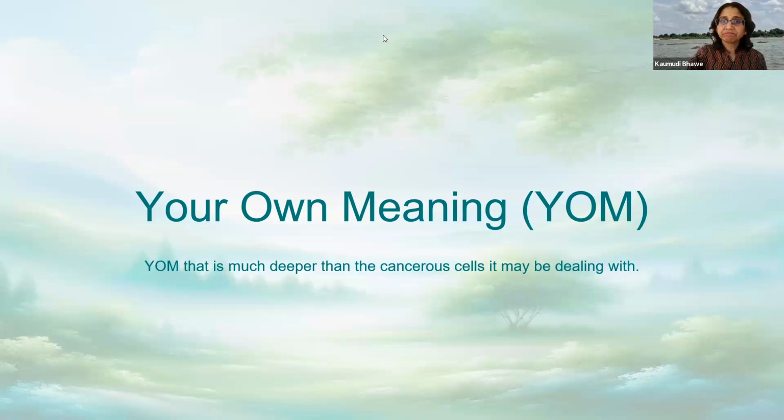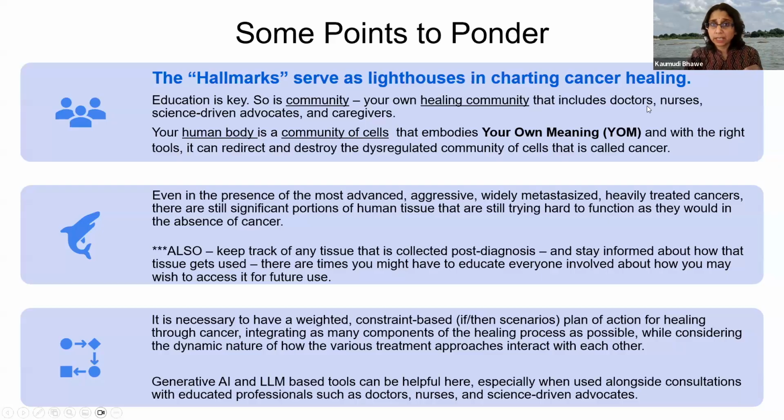Some points to ponder. So the hallmarks serve as lighthouses in charting any cancer healing. Education is key. Your community, your healing community will include doctors, nurses, science-driven advocates who can help this process, be your partner and help in this. And caregivers, your loved ones, whoever is there, yourself as a self-advocate. Remember that your human body is a community of cells. It's a community of cells that embodies your own meaning.